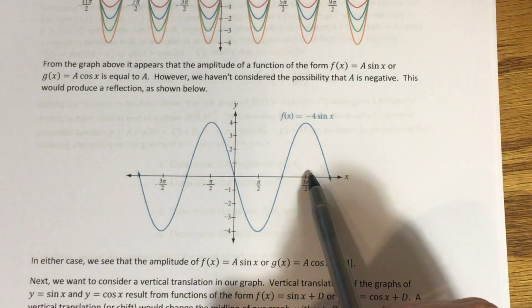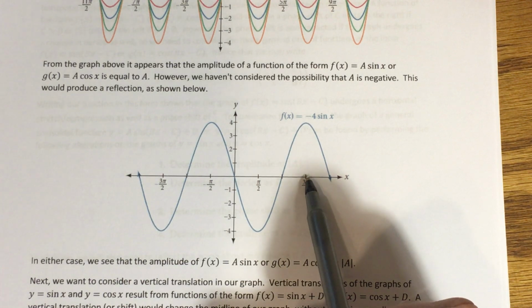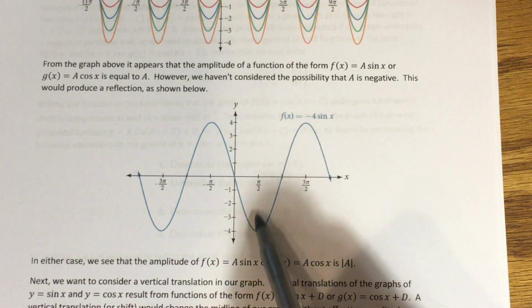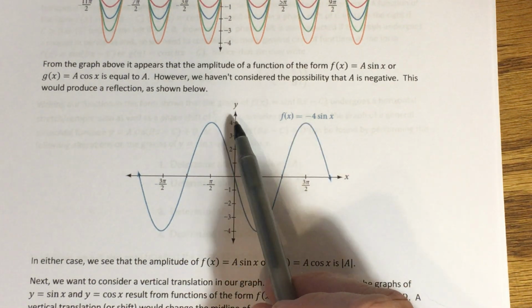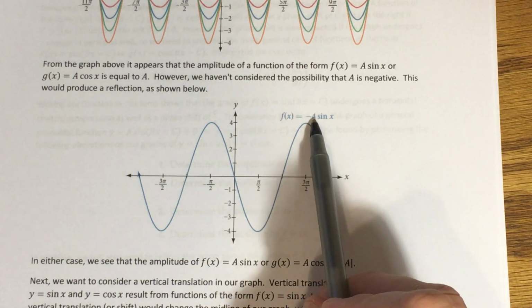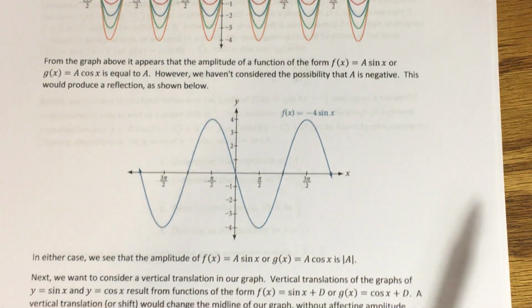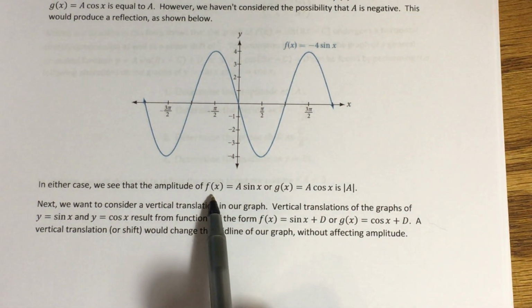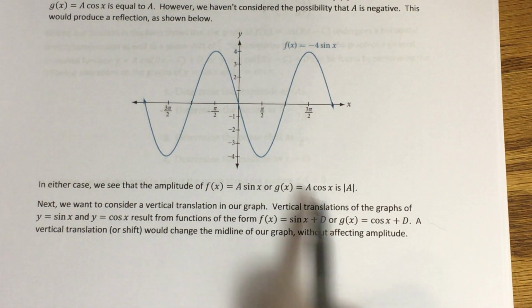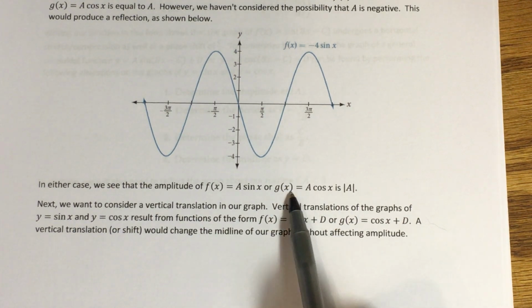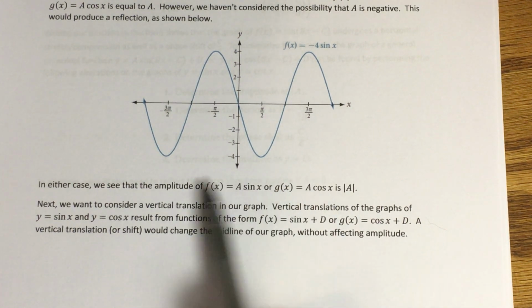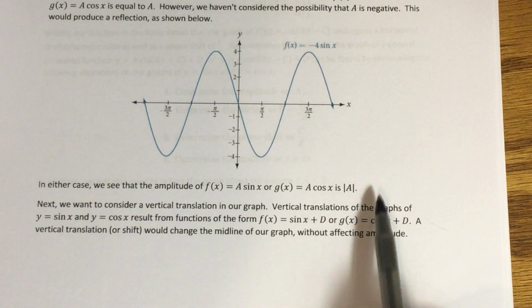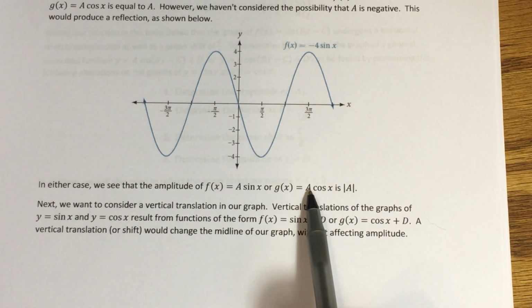But then if you look at the amplitude of this graph, so from the midline to a maximum or from the midline to a minimum, that distance is 4, which is the absolute value of that constant. So this gives us a good generalization. If we have a function of the form f of x equals a sine of x, or g of x equals a cosine of x, the amplitude of that graph will be the absolute value of this constant a.